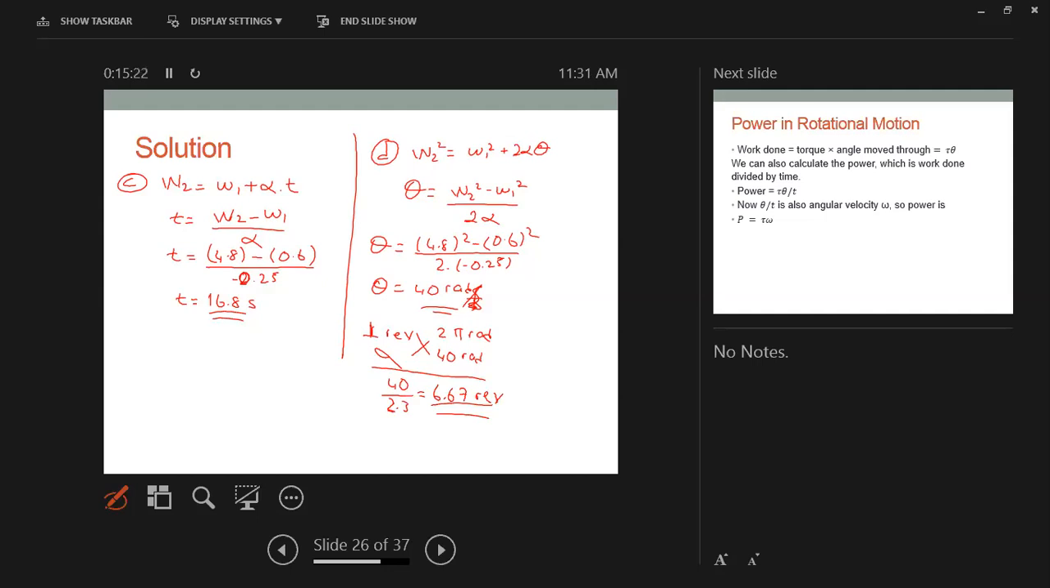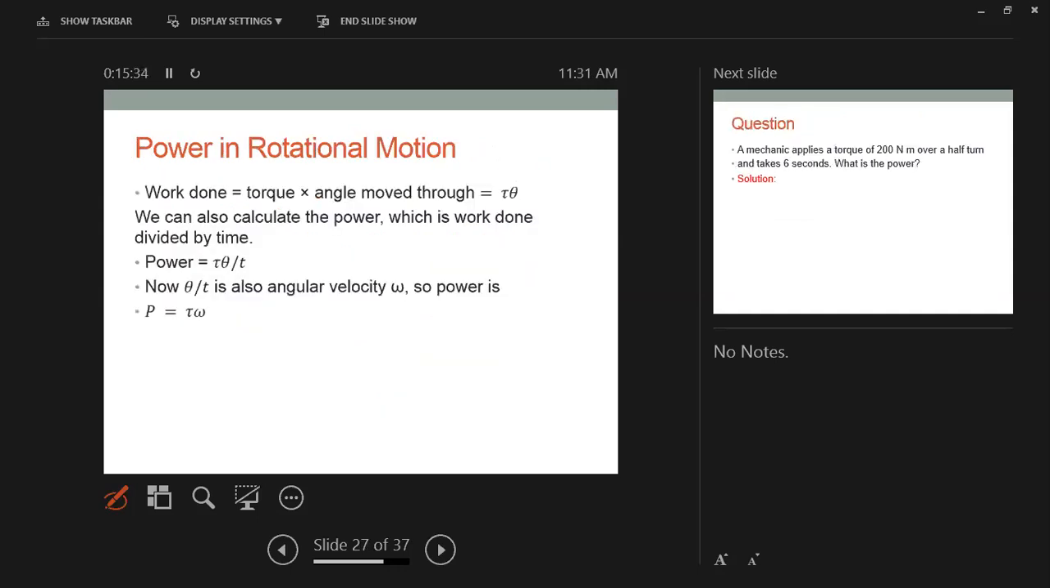Okay. Any questions? You guys have? No. Okay. All right. Let's move on then. This is it for the question. Let's move on to power in rotational motion.